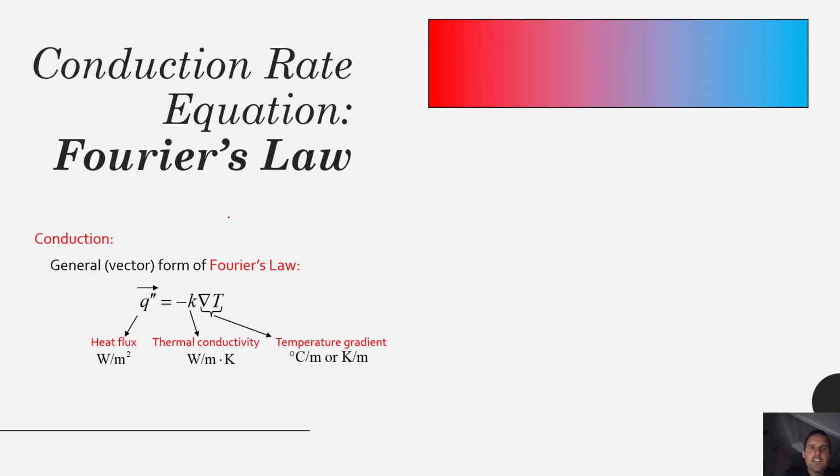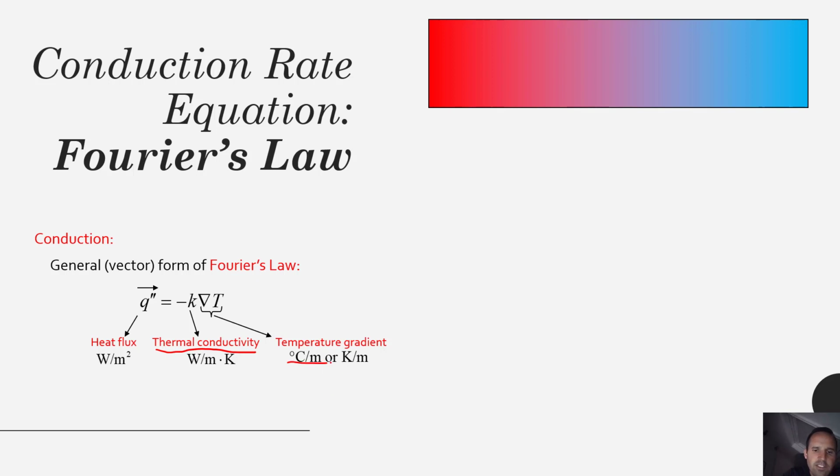So that takes us to Fourier's law. Fourier's law is a way of putting math to what I just described. We see that our heat flux is proportional to the negative of K. K is the thermal conductivity of a material, so it's a measure of how well that material conducts heat, multiplied by the temperature gradient.